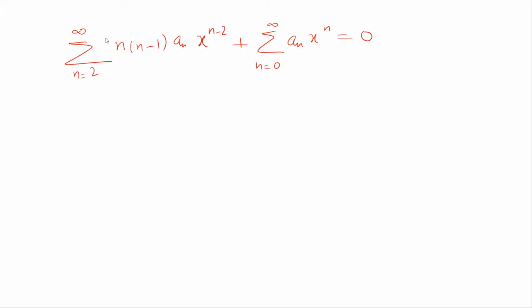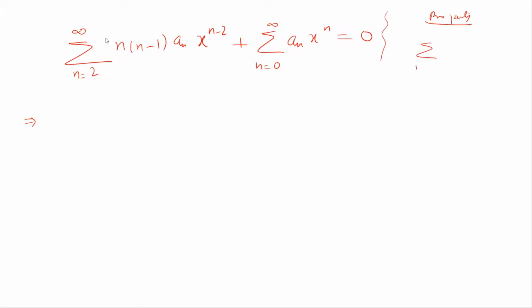We will see that instead of φ''(x) = Σ n=2 to infinity n(n−1) a_n x^(n−2) + Σ n=0 to infinity a_n x^n, that should be equal to 0. So now we will use the property.